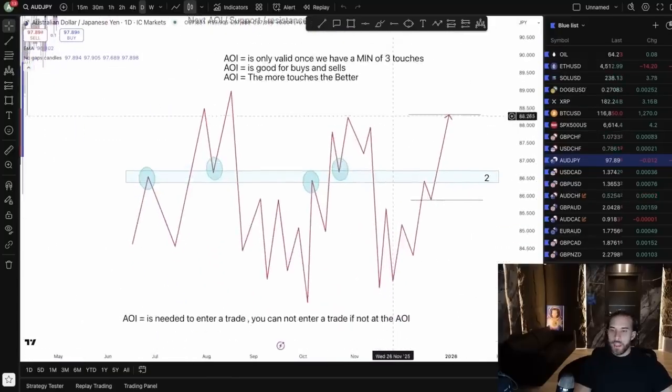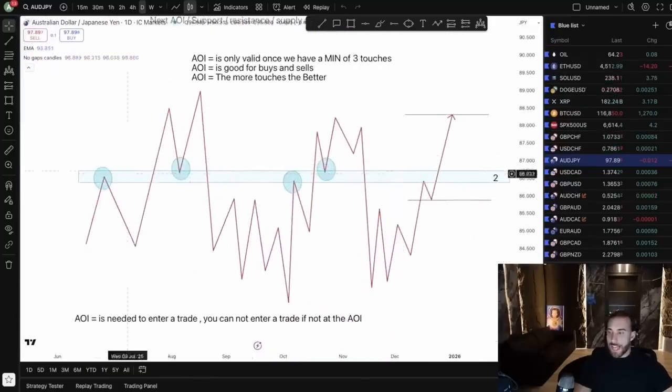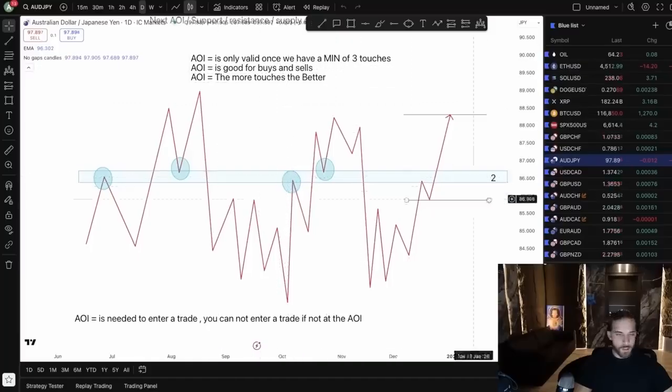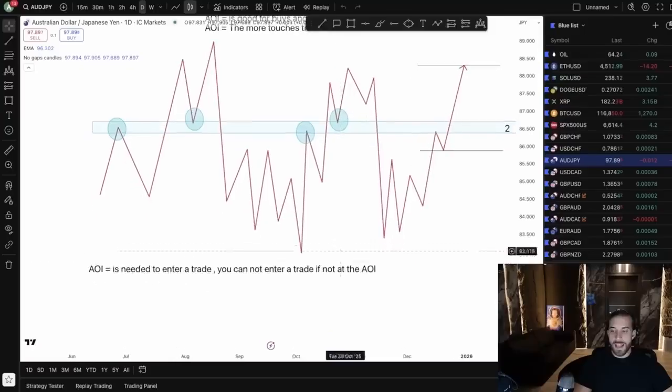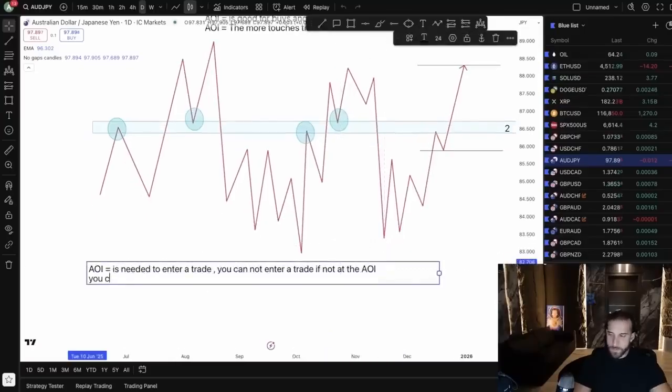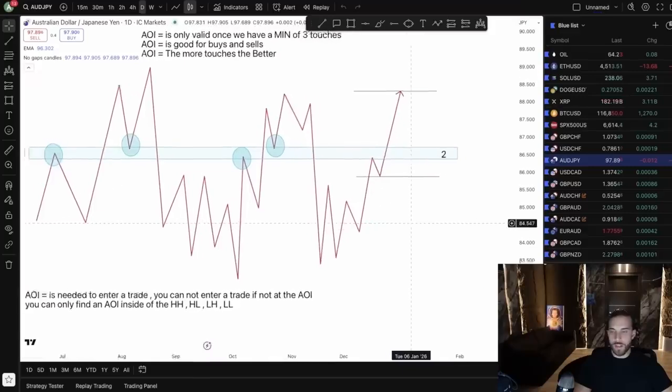So an area of interest is identified on something that has a minimum of 3 touches. An area of interest is good to buy or sell, whether you are above it or below it, as long as we have 3 touches. The more touches, the better. And an area of interest is needed because you need to enter a trade at an area of interest. You cannot enter a trade if it's not at the area of interest. And you can only find an area of interest inside of the higher high and higher low, or the lower high and the lower low. At no other point can you find the area of interest elsewhere.